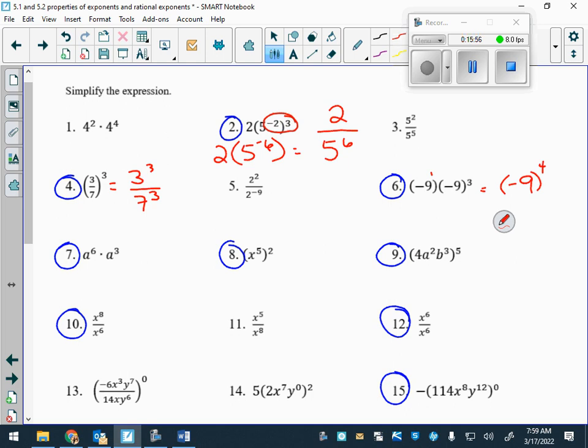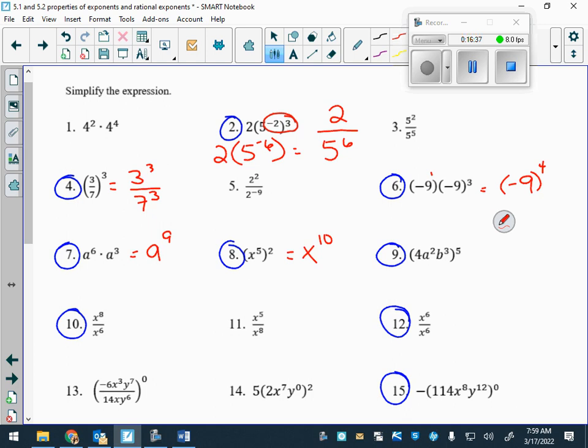Now, if you notice, the negative 9 is in parentheses, so if we were to simplify negative 9 to the fourth, you will end up with a positive number. If you do not have parentheses, then the 4 will only be attached to the 9. So make sure when you're dealing with negative numbers and exponents that it's in parentheses, all right? Number 7 is correct on the board, 8 to the 9th. Number 8 is also correct on the board, x to the 10th.